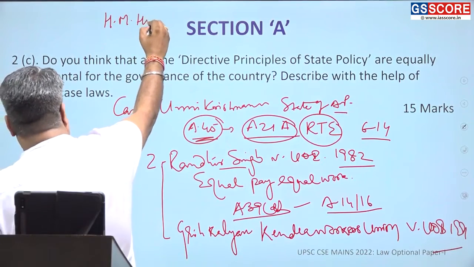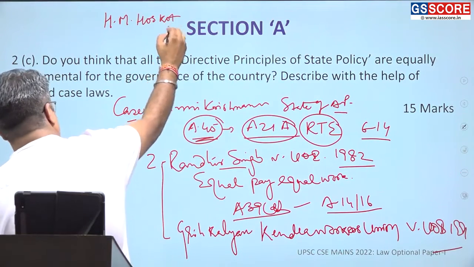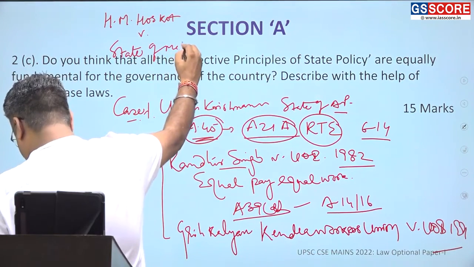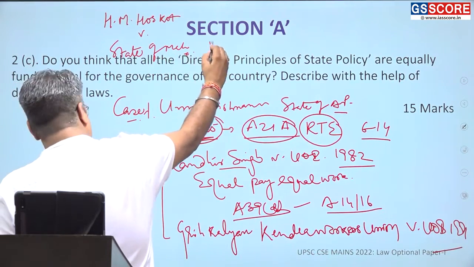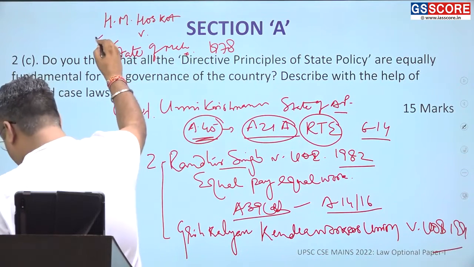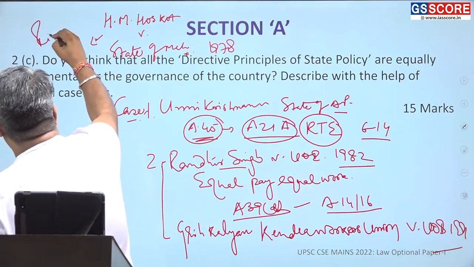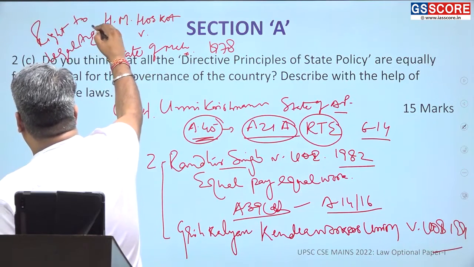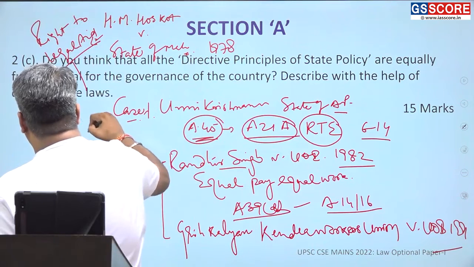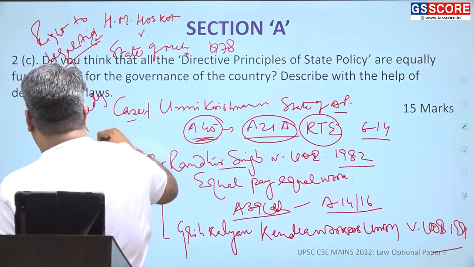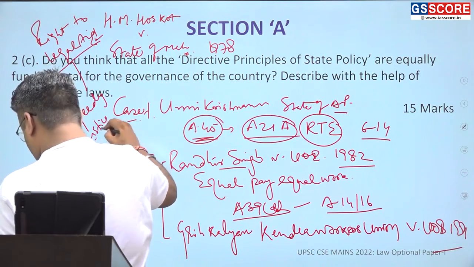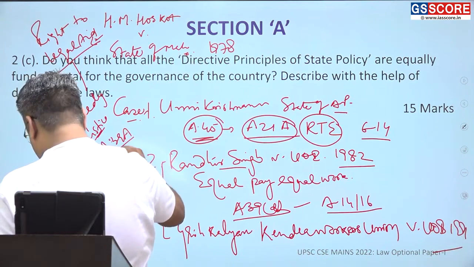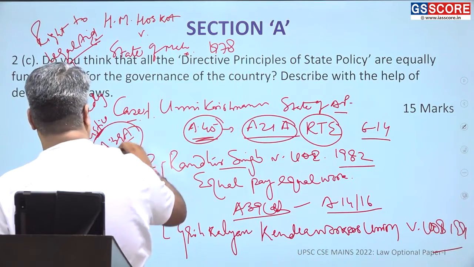And another case you can mention, H.M. Hoskote versus State of Maharashtra, 1978, in which right to legal aid and speedy justice, Article 39A and Article 21 relationship.